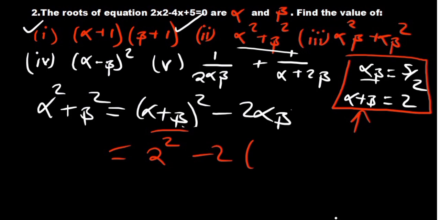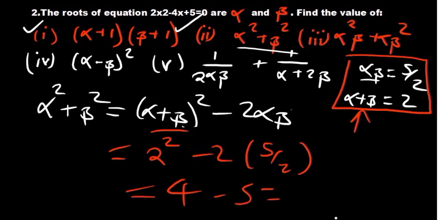So where we have 5 over 2, we have 4 minus 5, which is negative 1. So we found our value there for the second part of the question.